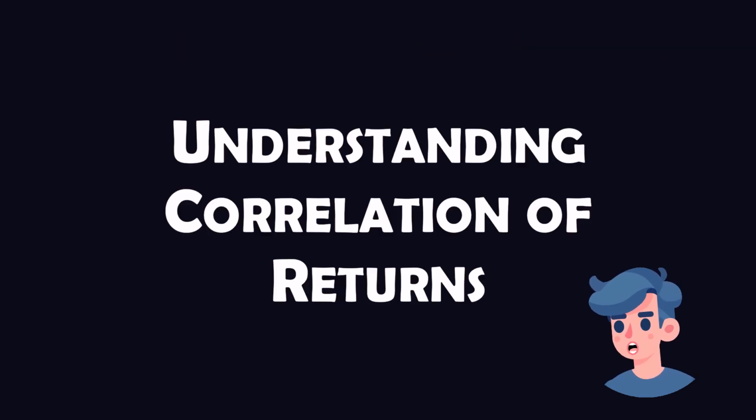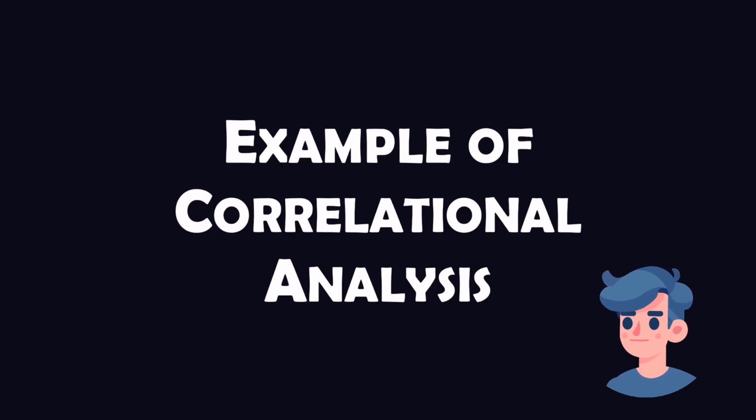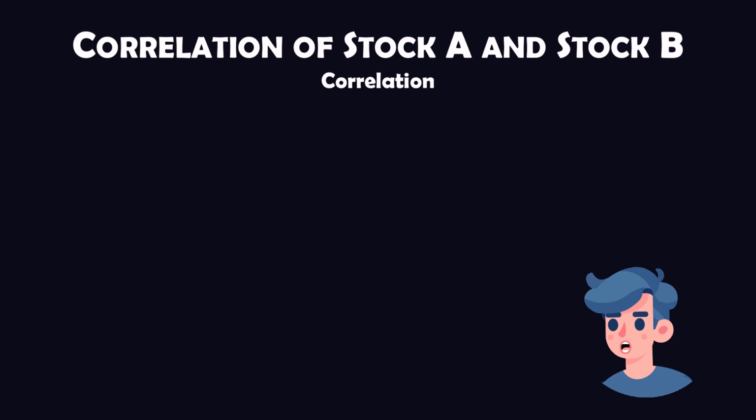For investors seeking to diversify, understanding the correlation of returns is crucial. Correlation measures how returns on two assets move relative to each other. For example, if stock A has an average return of 10% and stock B has an average return of 5%, the correlation coefficient can tell us how their returns move relative to each other.